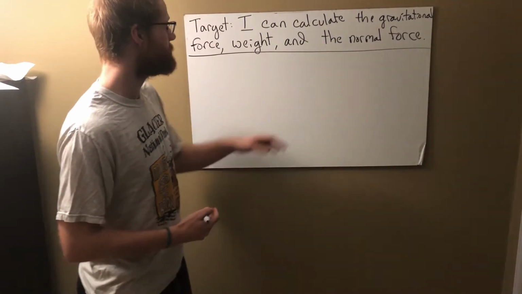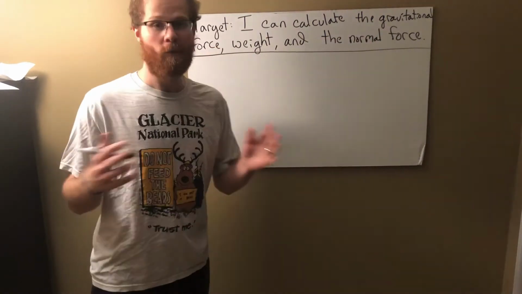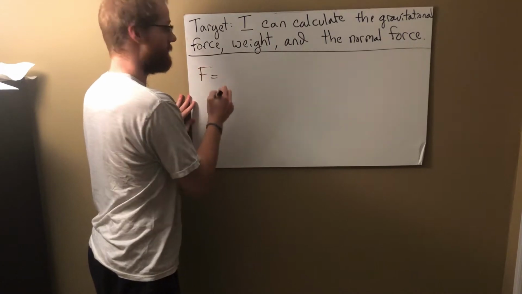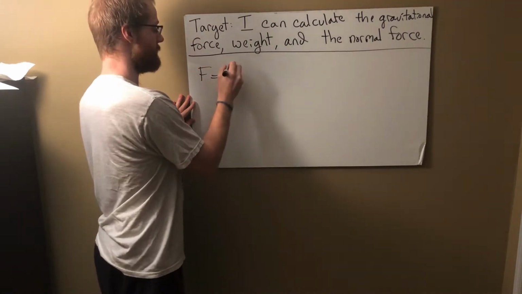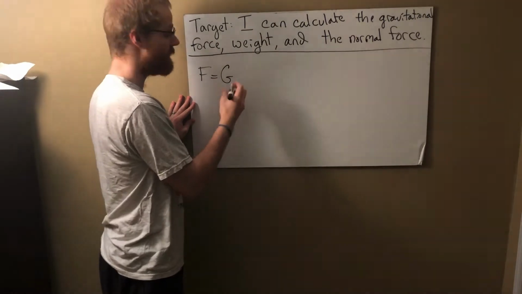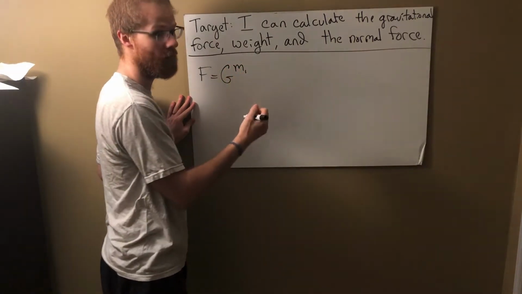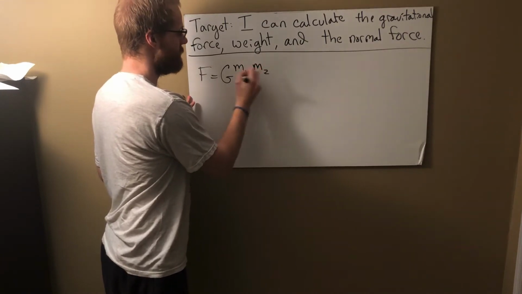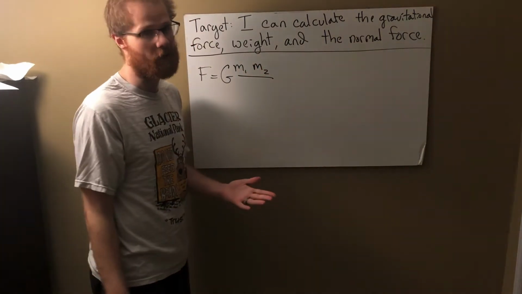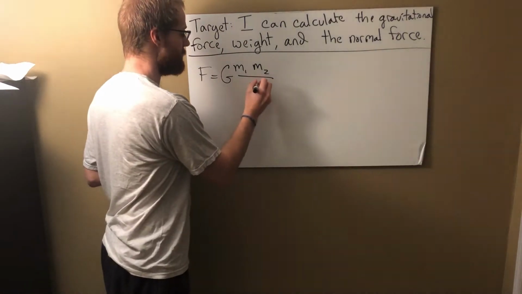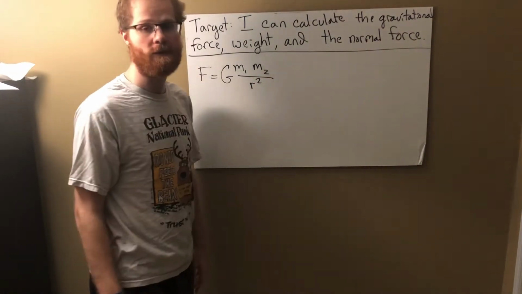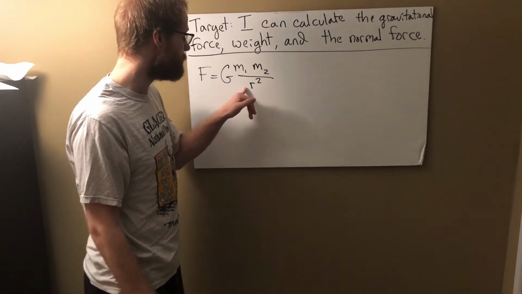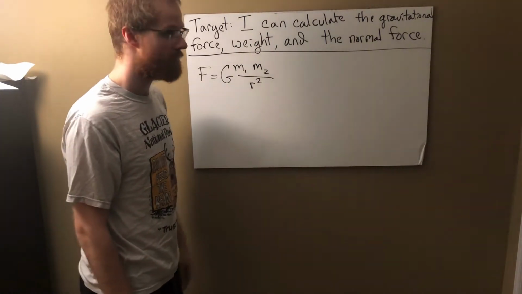So first things first, gravitational force. We learned how to calculate that yesterday. The gravitational force is simply equal to the gravitational constant times the mass of one object, usually a planet, times the mass of a second object, sometimes a person, but also sometimes a planet, divided by the radius in between those two objects squared. So that's how you calculate the gravitational force. It's just plugging the numbers into that handy-dandy equation.